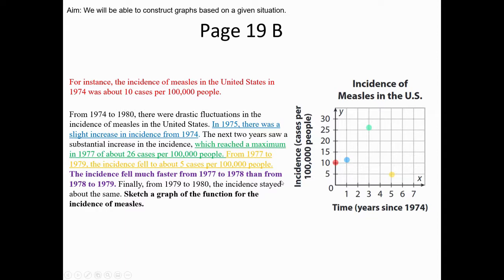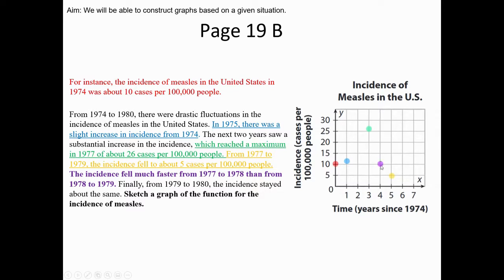So it says right here, if this is 1977, the green dot was 1977, 3 years after 1974. It says it dropped a lot quicker in the first year than in the second year. And they don't really tell us where. So I'm just going to put a dot right here. Notice how from green to purple, it dropped a lot. And then from purple to yellow, it only dropped a little bit.